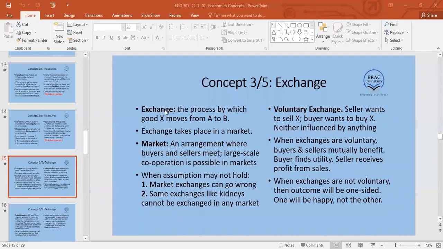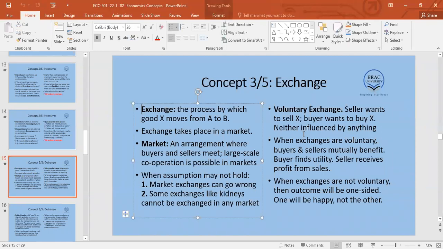Okay, then exchange. Now I'll read the slide. Exchange is just a process by which a good moves from A to B. This exchange takes place in a market. A market is an institutional arrangement. Why are we analyzing the market? The biggest advantage that the market gives us is that large scale cooperation is possible in markets.